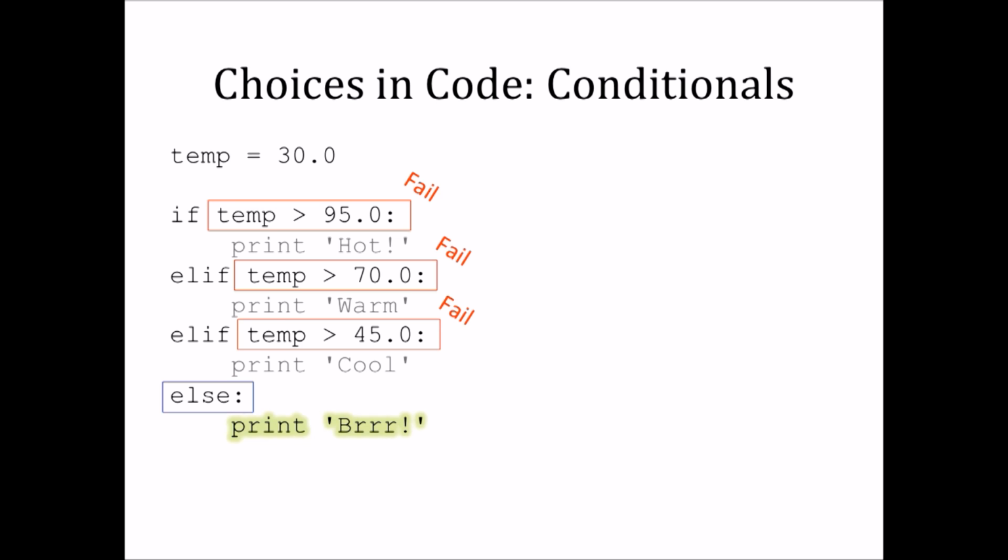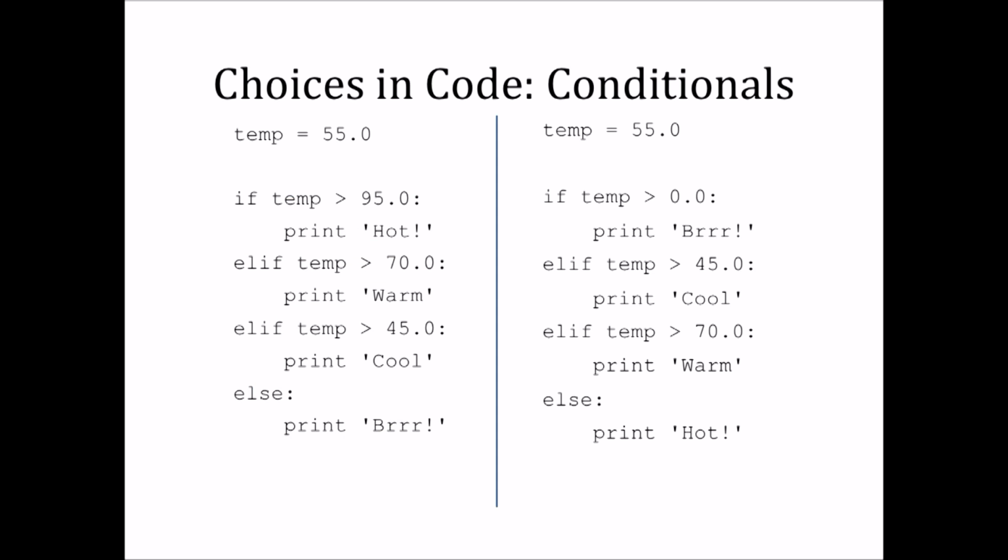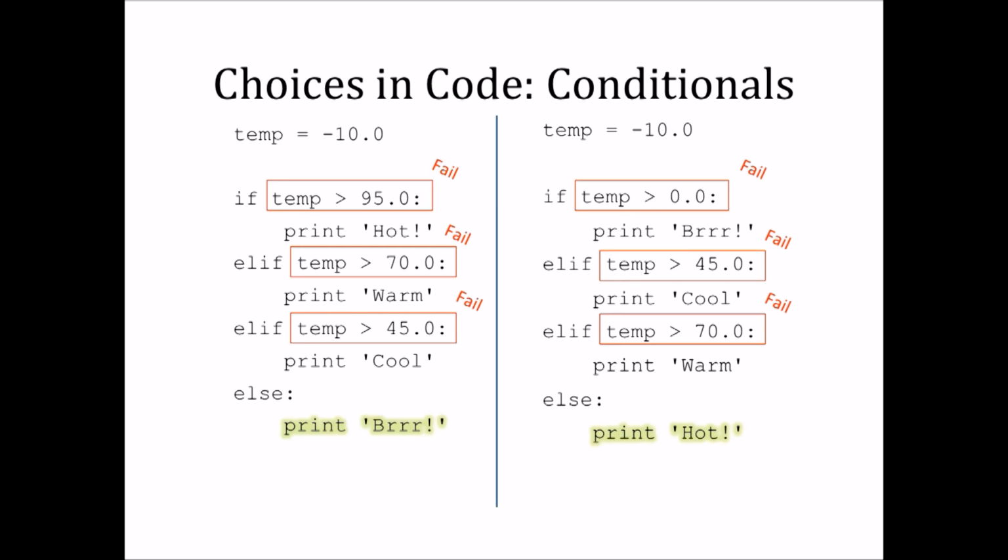Now, let's show some things that could go wrong when writing the temperature program. The code on the left is what we just wrote, and the code on the right is a similar program. However, what happens if you set the temperature to -10? Then, our program will print brrr. However, the program on the right will print hot. Notice it doesn't work for negative numbers.